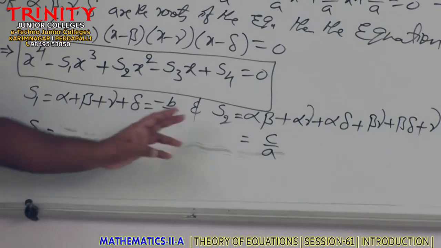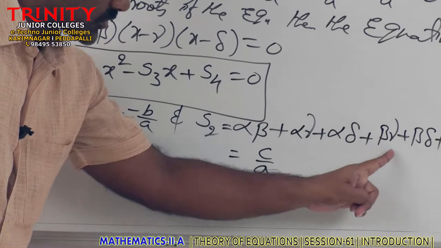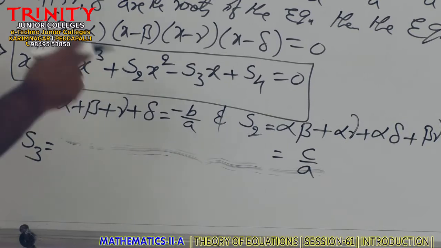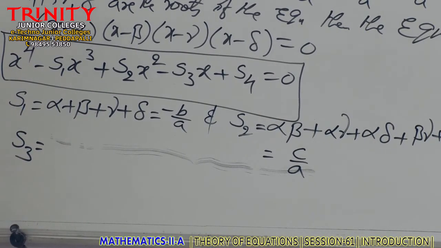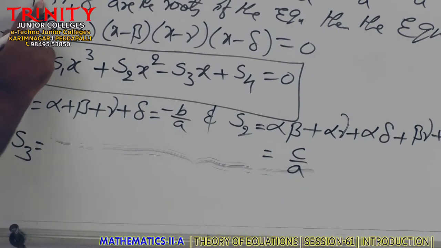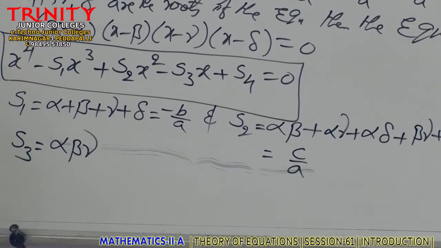S1 is the sum of the roots. S2 is the sum of products of two roots. S3 means the product of three roots. But here we have a total of 4 roots. That's why the product of 3 roots is either alpha beta gamma, alpha beta delta, alpha gamma delta, or beta gamma delta. These are all 3 combinations. Therefore, whatever possibilities we have, we have to write all of them. Sum of products of 3 roots: alpha, beta, gamma. These are products of 3 roots.